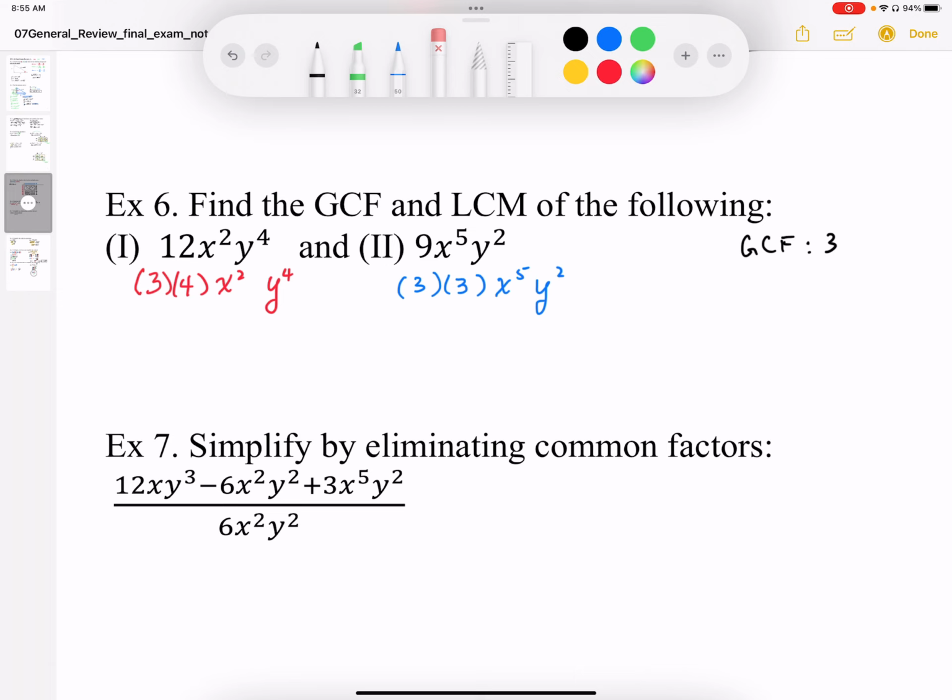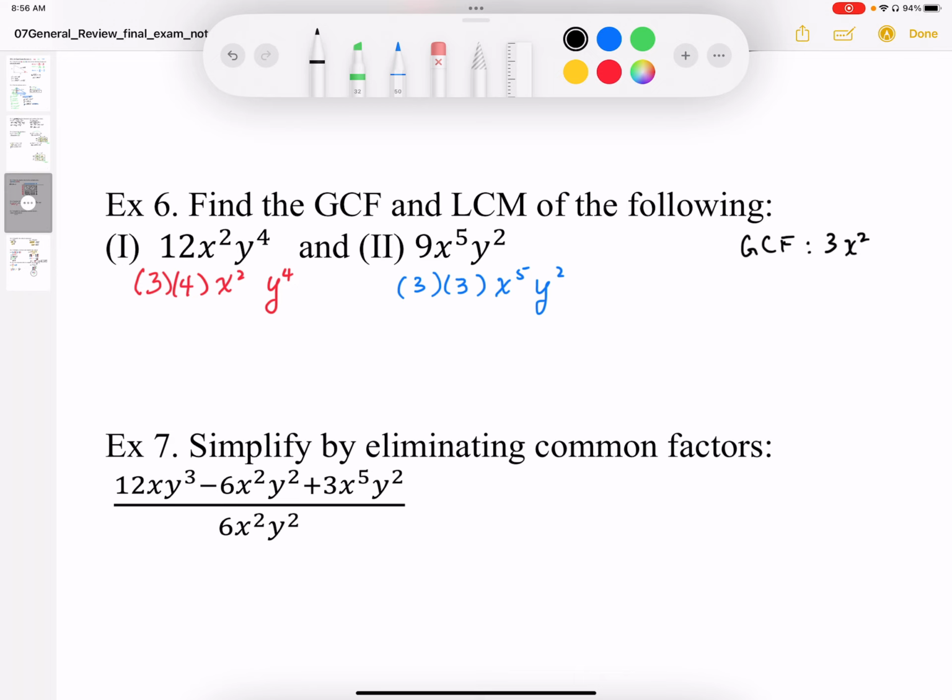For the x's, we can look at the smallest power of x, and that will be the common factor, because they both have x squared. They both can be divided by x squared, so that represents our common factor. We can always think of it as the smallest of the two powers. If we look at the factor parts, we have only x squared on the left, so we can't have more than x squared as our greatest common factor.